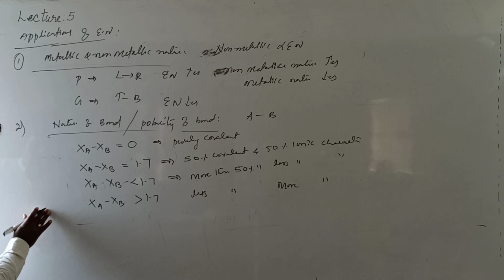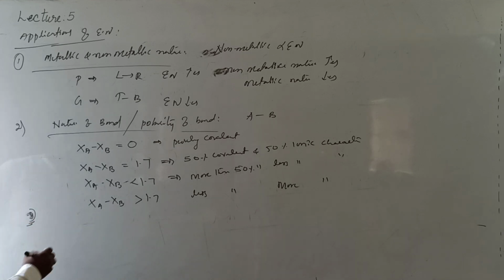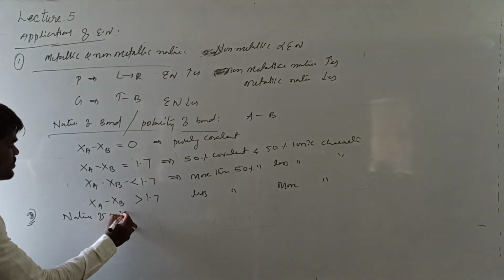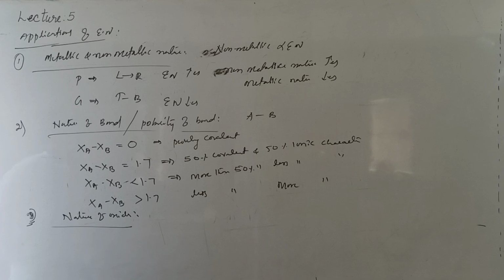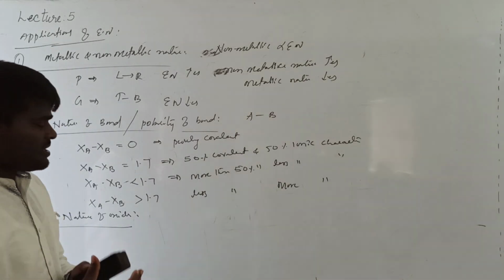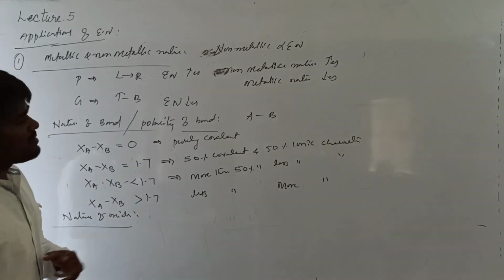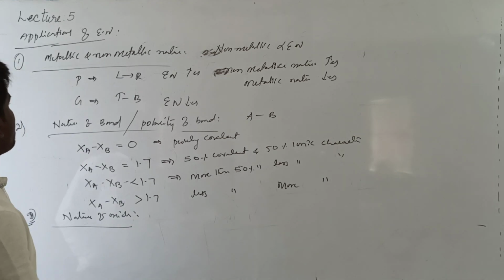And the next thing is that we can see the nature of oxides. The nature of oxides also depends upon the electronegativity. If the electronegativity of the element bonded to oxygen increases, the oxide becomes acidic in nature. If the electronegativity decreases, it will become basic. These are some applications of electronegativity.